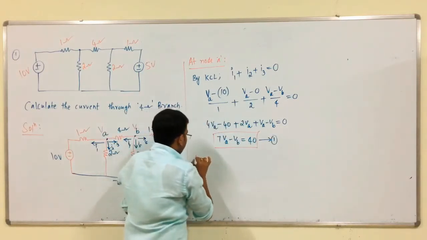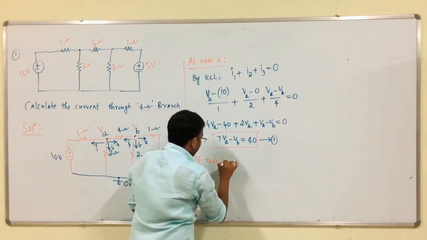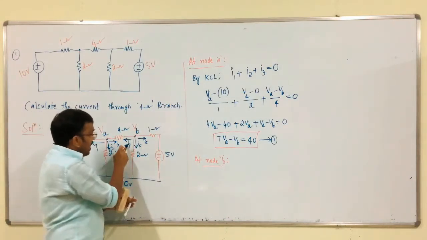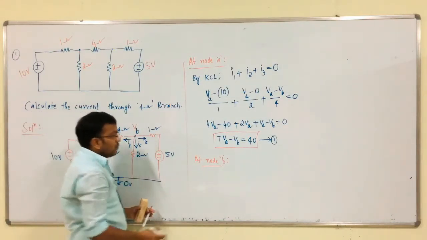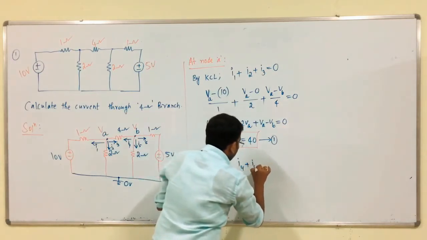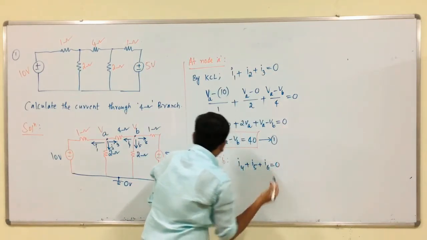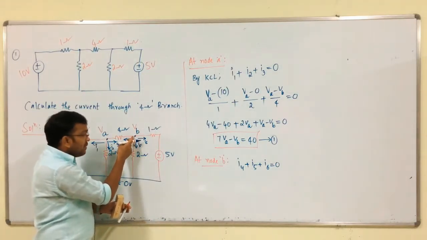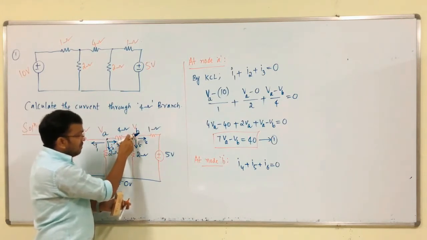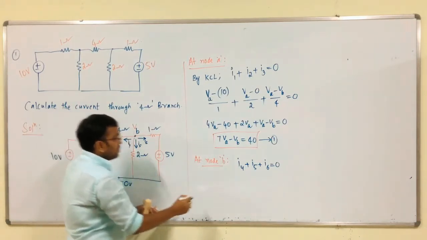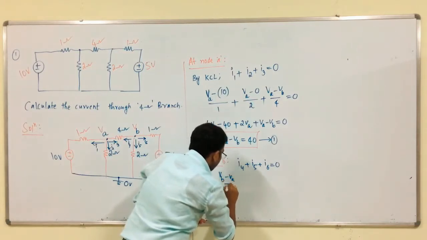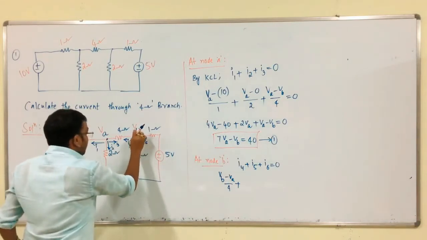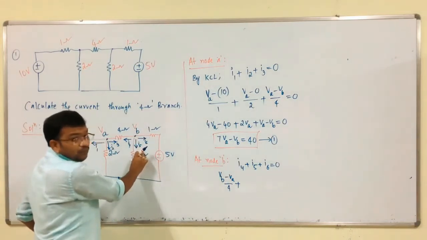Next, at node B, by KCL, I4 plus I5 plus I6 is equal to 0. From this, what is I4? See the current direction, it is from VB to VA. That is (VB minus VA) by 4, plus, coming to I5, (VB minus 0) by 2.